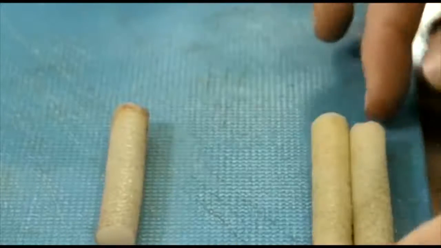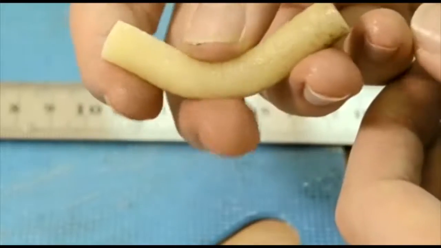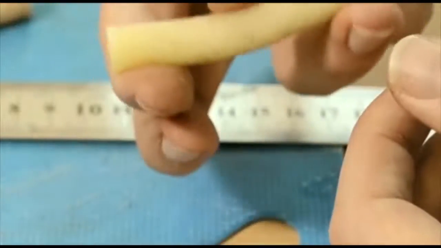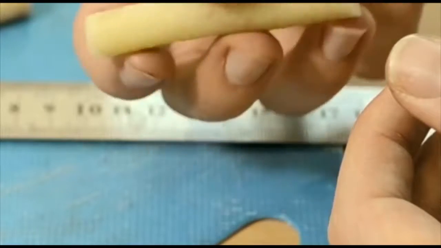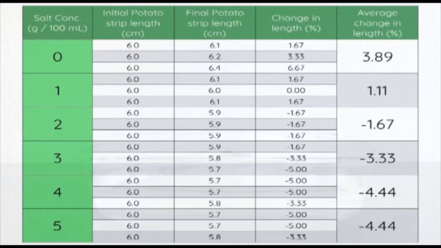The result of the experiment indicates that the potato strips immersed in higher concentration solution become soft and decrease in length. The potato strips immersed in lower concentration become turgid. From the table, as you can see, the initial length of all the strips was 6 cm. The final length and the percentage of change in length of the potato strips varies.